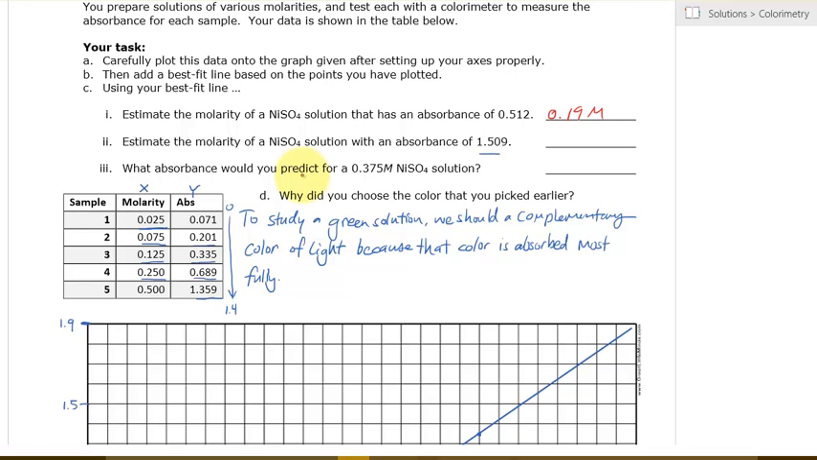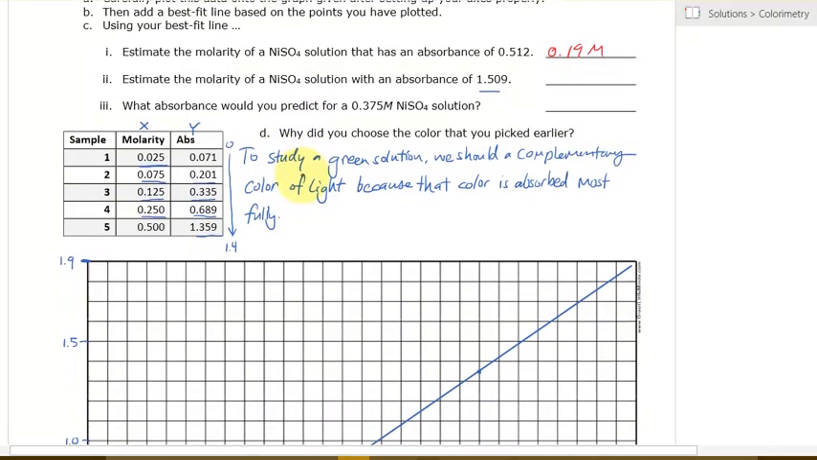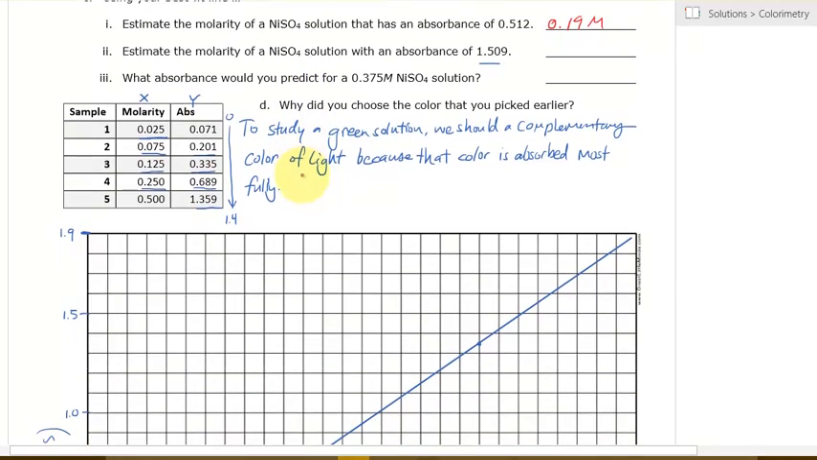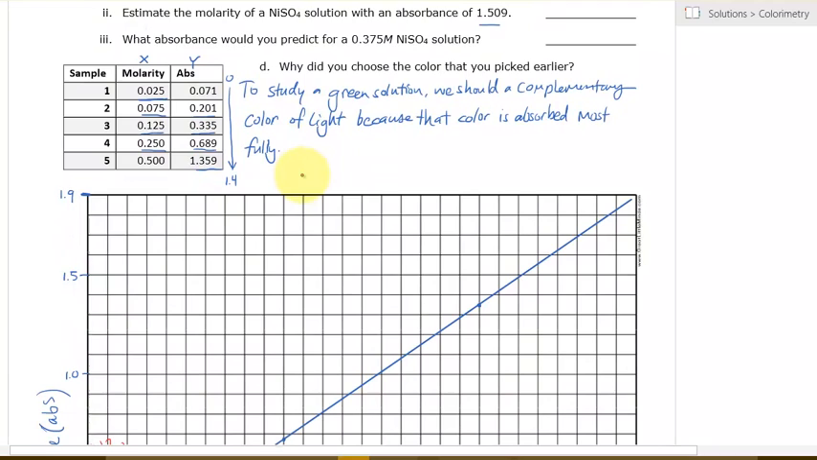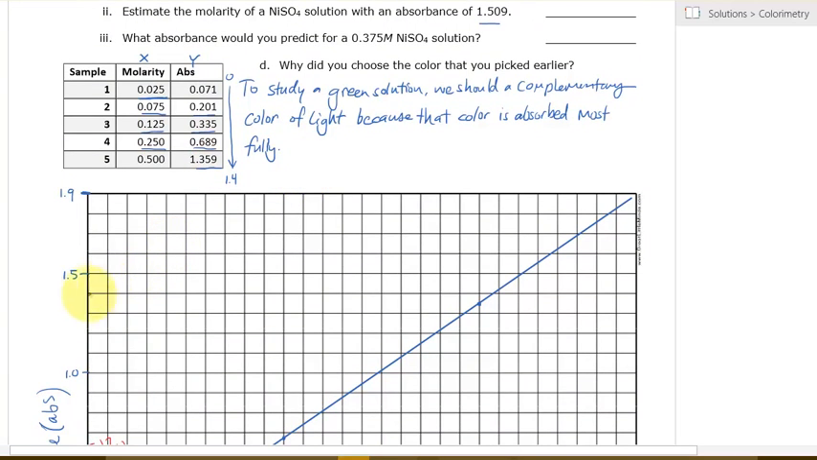But it really doesn't matter too much as long as you're sort of close with this, just so that you get the idea of how we use colorimetry and how we use the graph. Okay. Now, the second question asks, estimate the molarity with an absorbance of 1.509. Well, okay, same idea as before. 1.5 is up here on the top, 1.6 is right above it, so 1.509 is just a little bit above 1.5, just kind of right there.